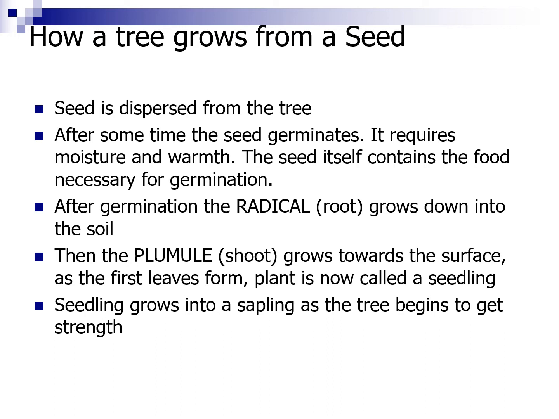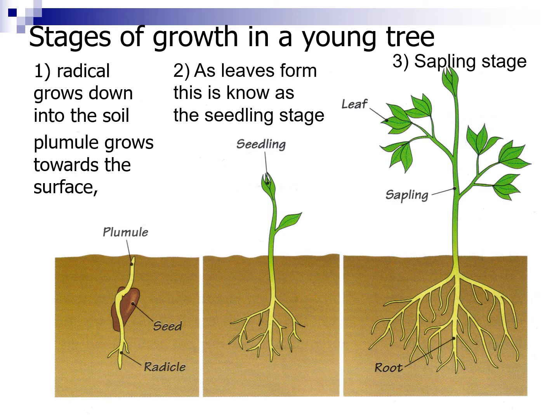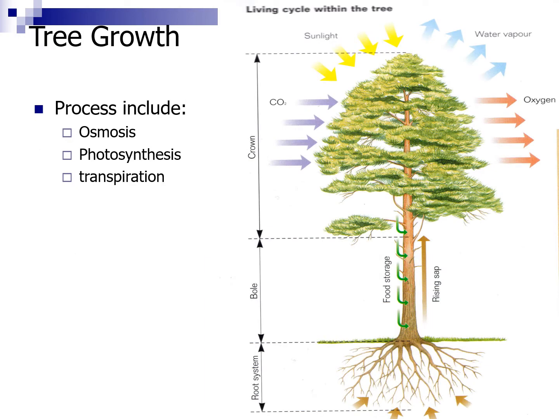And then the plumule shoots up towards the surface. That's called phototropism, going towards the sunlight. The plant is now called a seedling. The seedling grows into a sapling as the tree begins to get strength. That's a little diagram of that, going from the seed to the seedling to the sapling, and then it can be planted outside on its own. So tree growth processes include osmosis, photosynthesis, and transpiration.